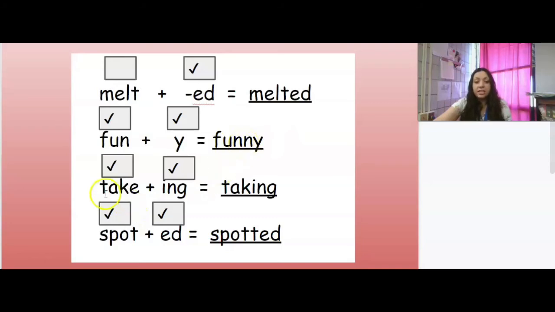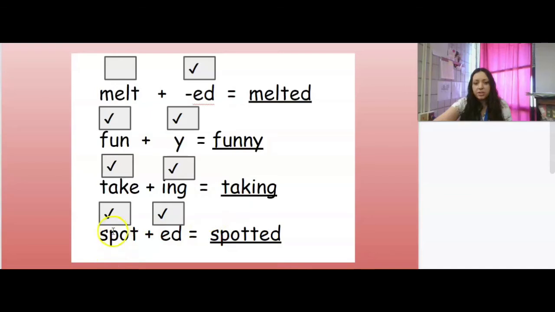And then look here. We know this word because it's one of our sight words. Take. Take has that sneaky E at the end, so I mark it. The ing suffix begins with an I, so I mark it. So taking, look, that E disappears.